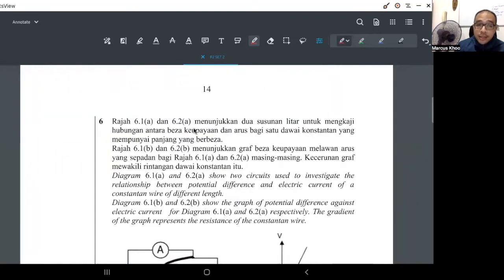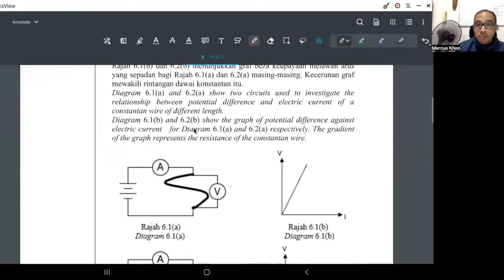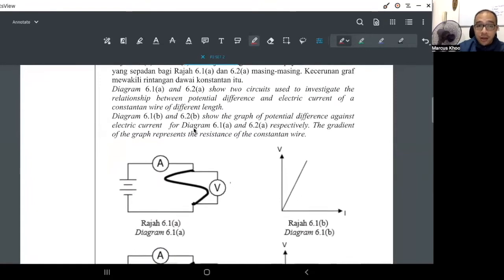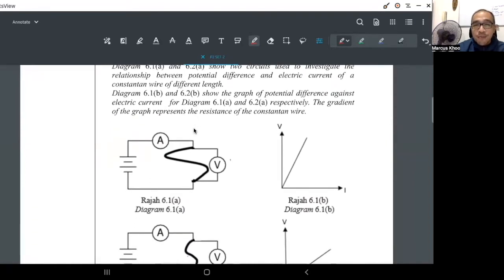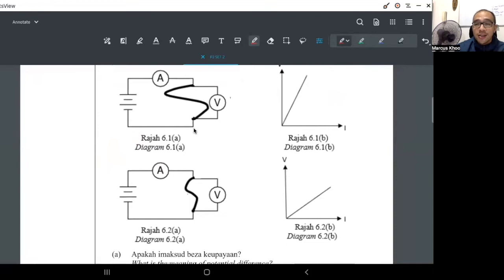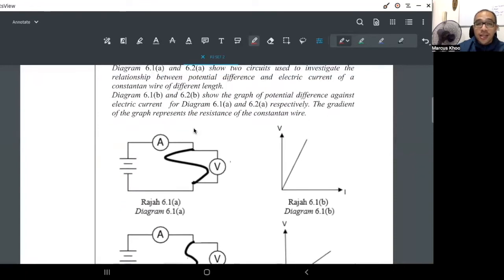Question number six. Again, we're expecting a compare and relate kind of question. It shows two circuits used to investigate the relationship between potential difference and the electric current of a constant wire of different length. Wow, doesn't this look familiar? Diagram 6.1b and 6.2b. Show the graph of potential difference against electric current. The gradient of the graph represents the resistance of the constant wire.